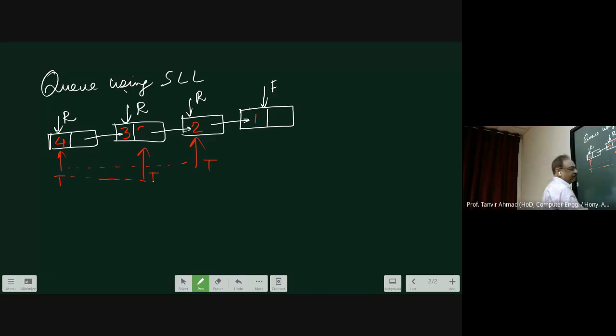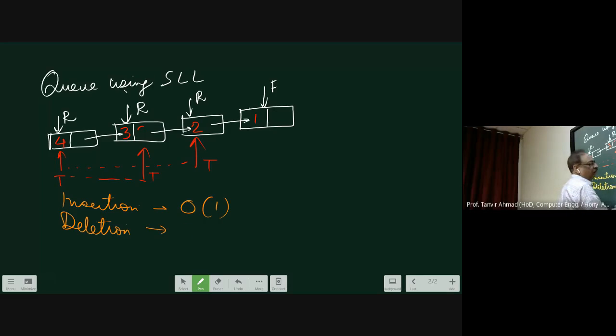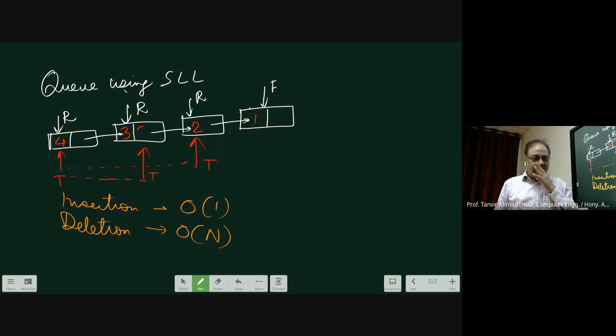Therefore, in this case, what will happen? Insertion will be done in order of 1 time. Deletion will be done in order of n times. But it could be improved. That is, is it possible for us to improve in such a way that I can do this? Now, I think this is clear to you.